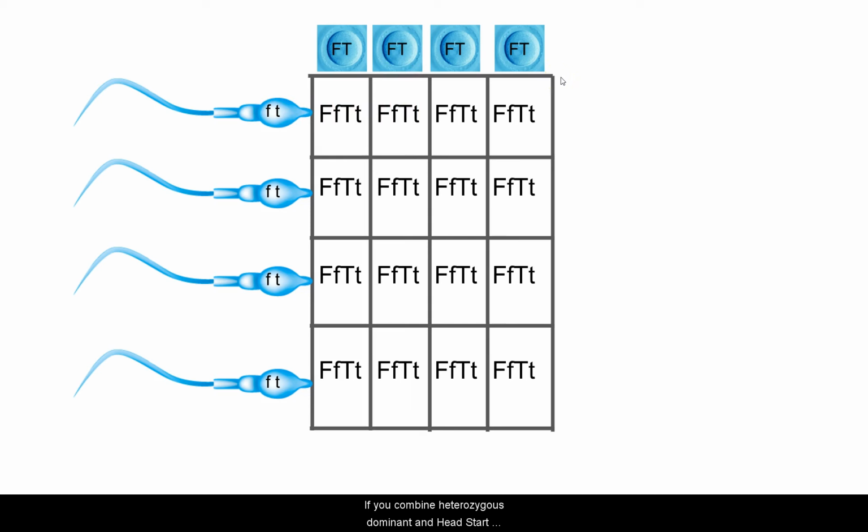If you combine heterozygous dominant and, there is no heterozygous dominant, pardon me. If you combine homozygous dominant and homozygous recessive, the result will always be a heterozygous individual. All right, so homozygous dominant, homozygous recessive, you cross those, you always wind up with heterozygous individuals. So all of the offspring of this cross will be heterozygous.